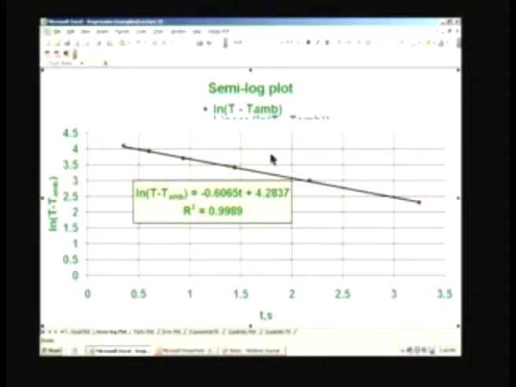So, I have already done it, and what I see here is the formula: logarithm of t minus t ambient is equal to minus 0.6065 t. This is the slope parameter, plus 4.2837 is the intercept parameter, and it is also giving me the R squared value, 0.999 or 0.9989. That means that the trend line was obtained simply by invoking the trend line from the chart option. So, if I add trend line, all I have to do is just that.